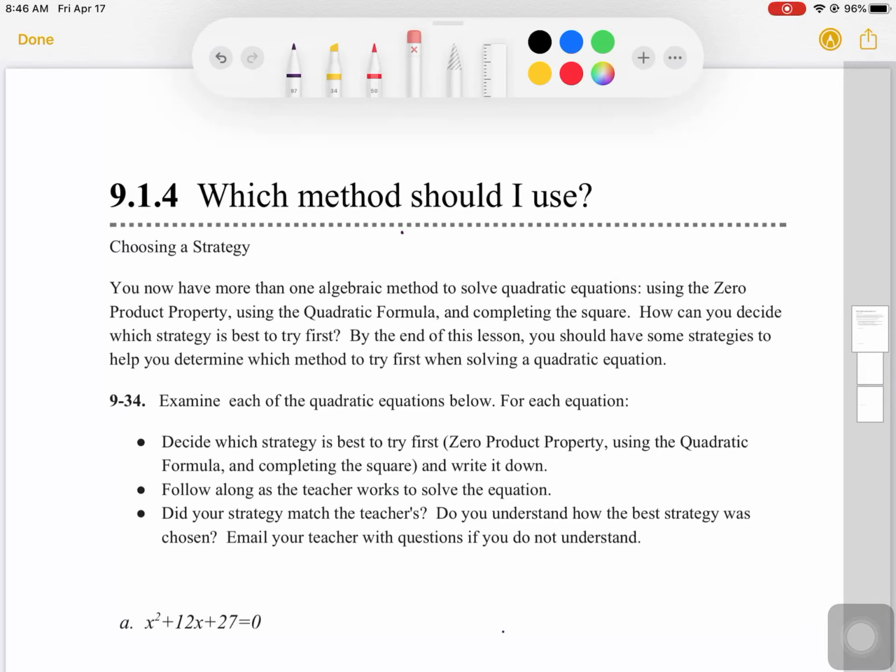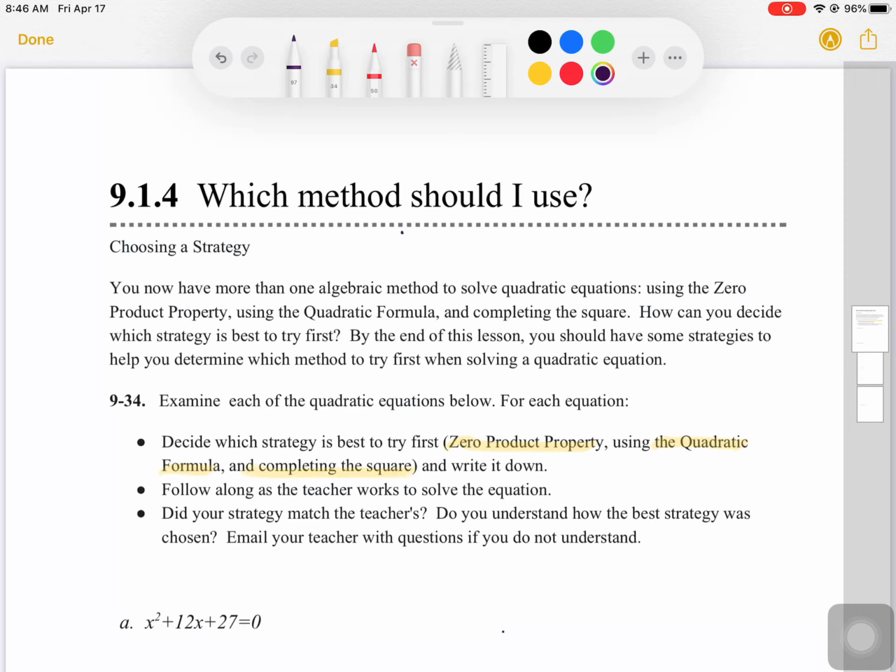Good morning. In today's lesson, we're going to work through 6 different quadratic equations and solve each of them for x using whichever method we think is best. Right now, we're focused on our 3 methods that we have for solving the quadratic equations. The first one would be the zero product property. The second one is using the quadratic formula. And then the third one would be completing the square.